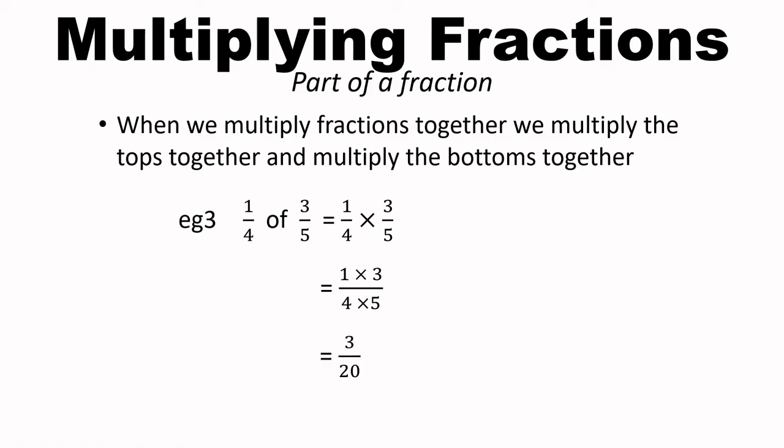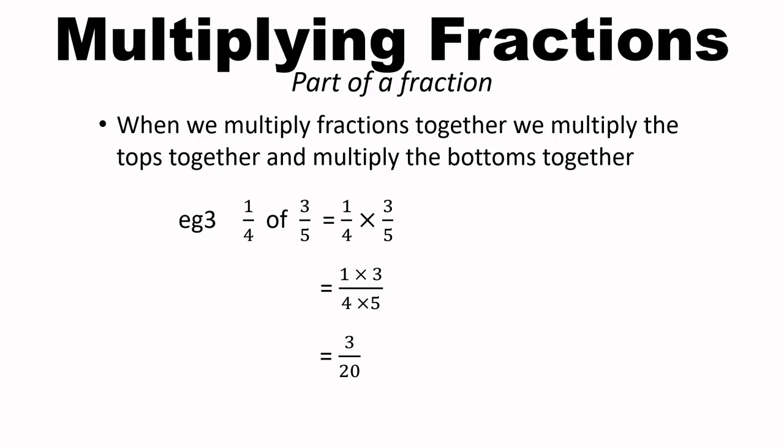That's 3/20. Just double check that your fraction can't be simplified. Now 3 is a prime number. It can only divide by 1 and 3. And 20 can't be divided by 3. So that's already simplified. We're done.